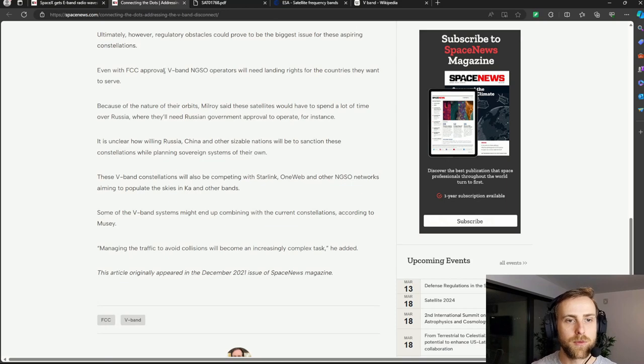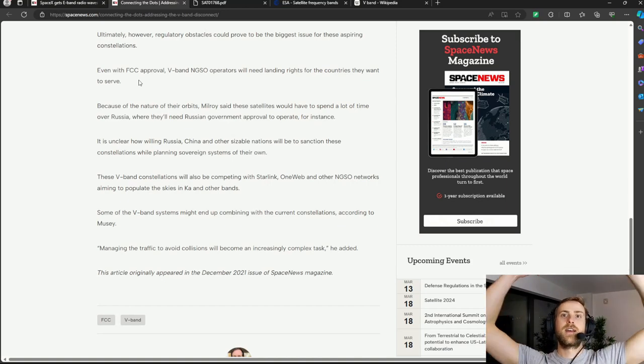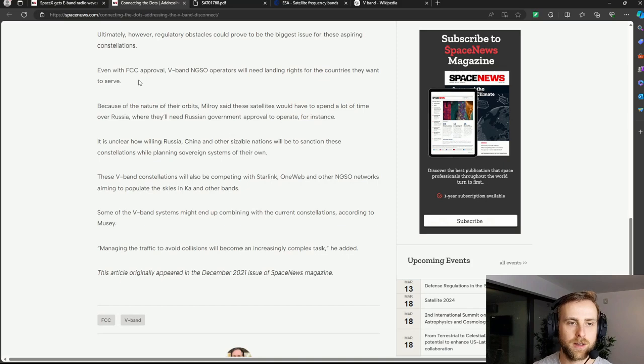Even with the FCC approval, V-band NGSO operators will need landing rights for the countries that they want to serve. So if you want to get information down to a ground station in Canada or in the US or in France, you need to have the rights to use that radio frequency over that respective country. A country's sovereign territory extends upwards vertically from their land borders.